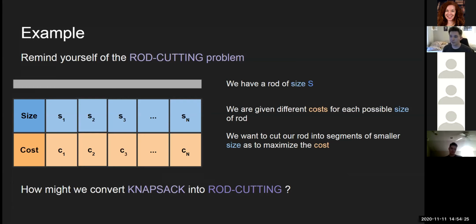Don't feel too bad if you can't come up with something, by the way. This is your first time seeing reductions, so don't feel bad about it. All right, I think that's about enough time for you guys to at least have thought about it.